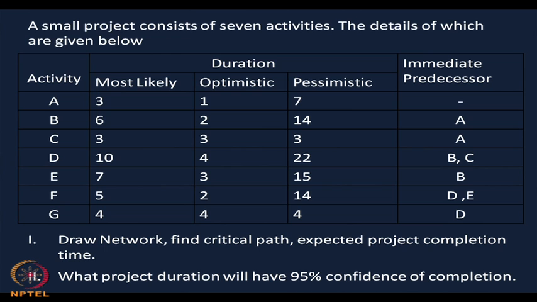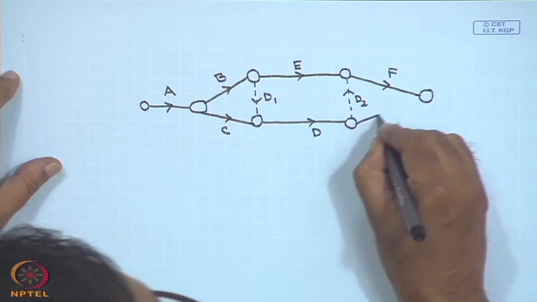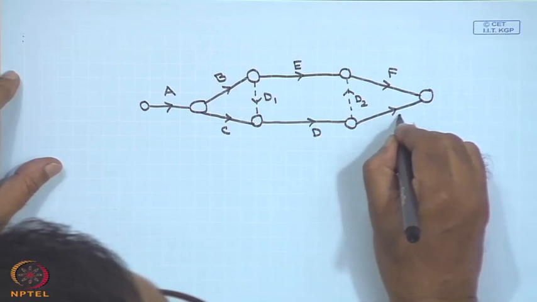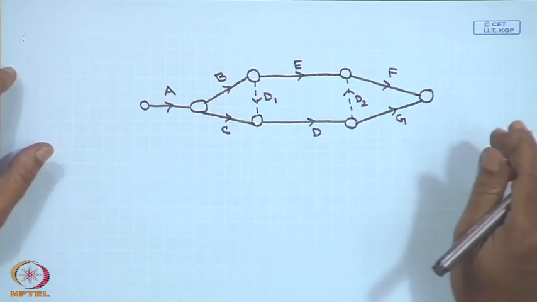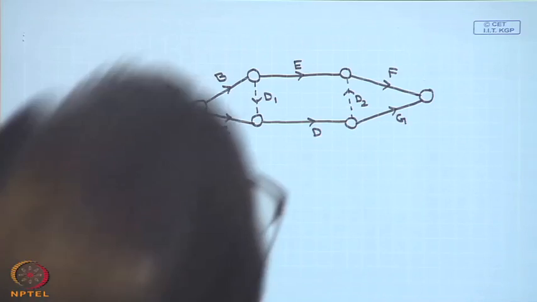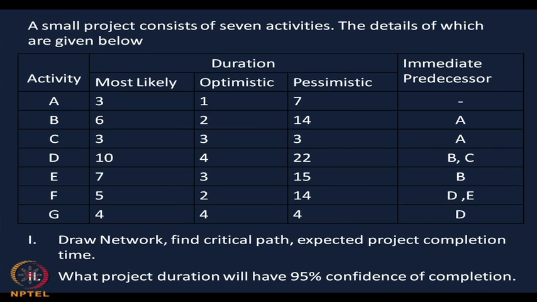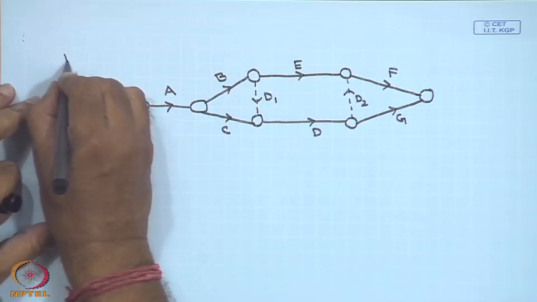The last one is activity G, whose immediate predecessor is D. So this is D, and this is your G. So this is the first thing: we have drawn the network diagram. Now we have to find out what Te and sigma square are. What is your Te?